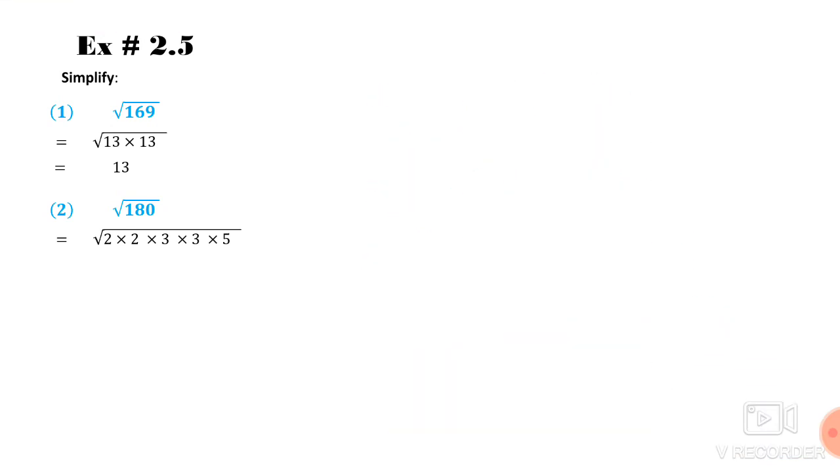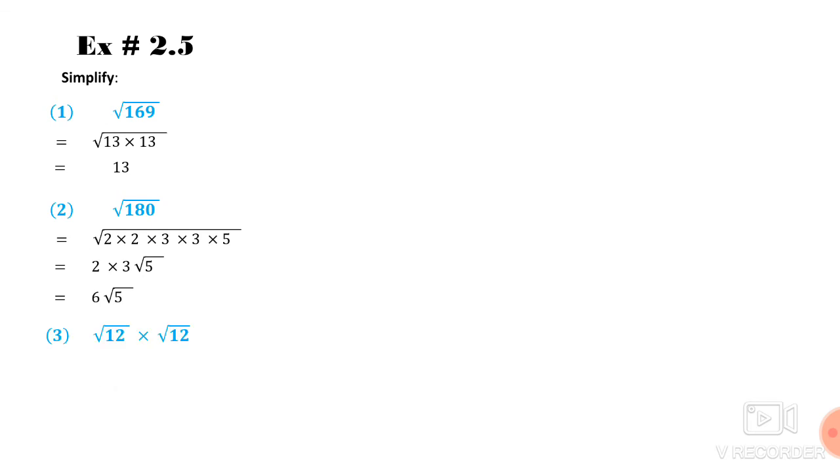So prime factors of 180 are 2 multiply 2 multiply 3 multiply 3 multiply 5. Here we can see that we have two 2's, so it will be 2 square, it will be 3 square, and it will be just 5. 2 square means its square and square root will be cancelled out. 3 square means its square and square root will be cancelled out. This 5 will be written in the square root. So we will have 2 multiply 3 multiply square root 5. 2 multiply 3 is 6, and the answer is 6 square root 5.